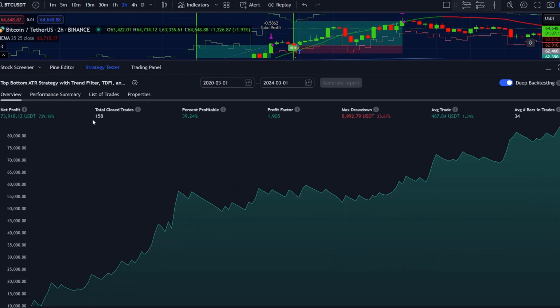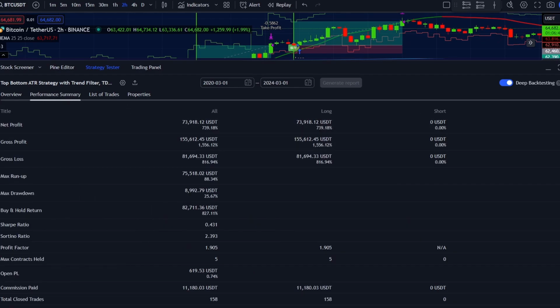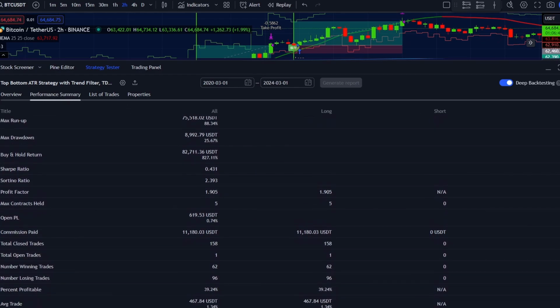During these 4 years, this strategy took 158 trades, generated 739% net profit with a 40% win rate, 1.9 profit factor, and 25.67% max drawdown. The equity curve looks amazing, we have nice upswings and the drawdowns are moderate. The overall equity curve is steadily trending up. For those who are interested, here is the performance summary with more details.